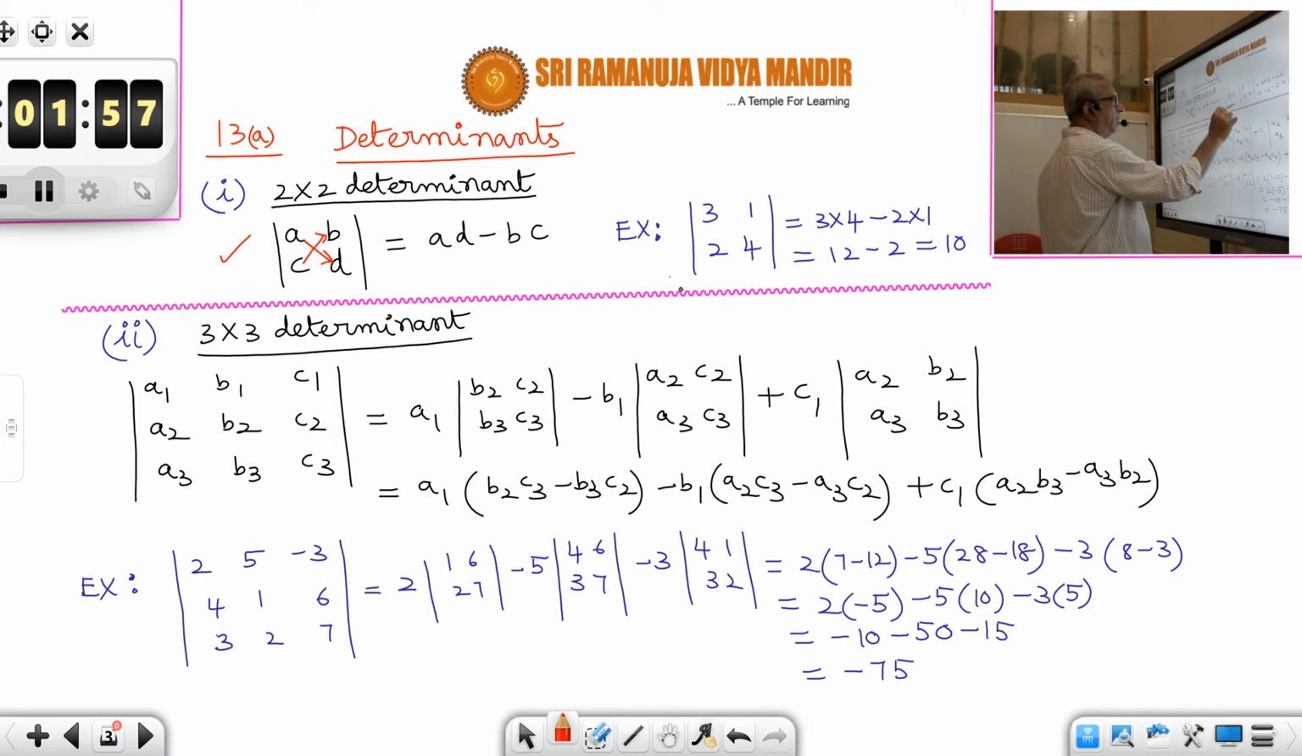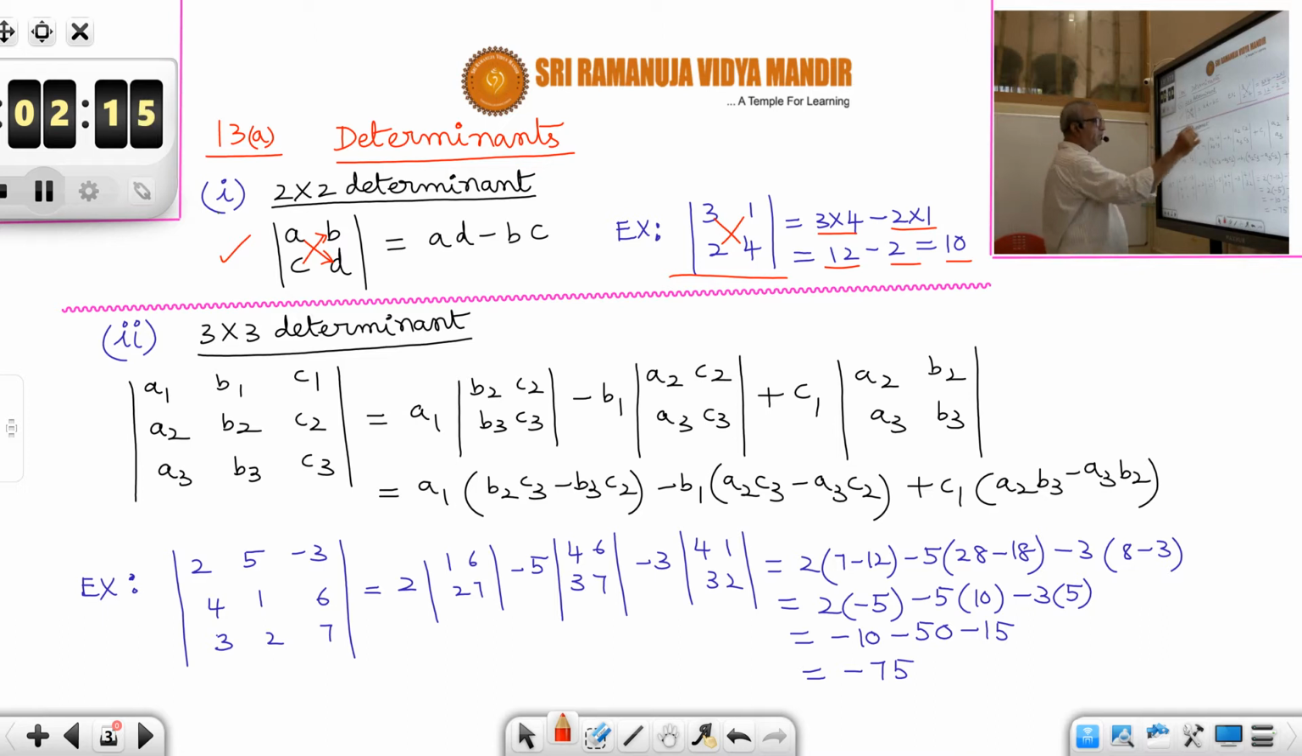For example, what is the value of this determinant? 3, 1, 2, 4. 3 into 4 minus 2 into 1, 12 minus 2, 10. That is the value of the determinant. That is how to expand a 2 by 2 determinant, which you already know.